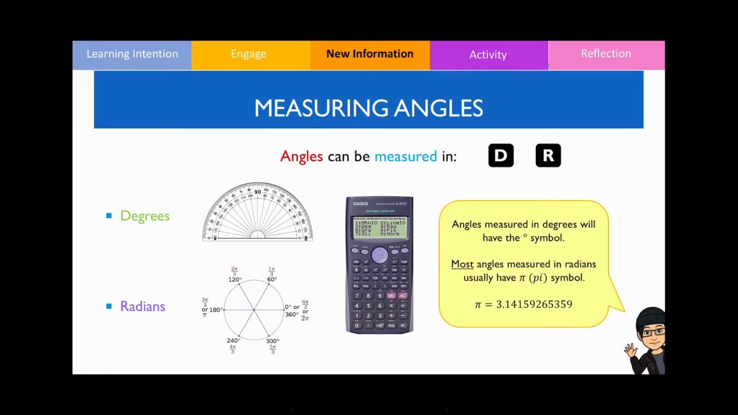Now, in terms of distinguishing between these two types of measures over here, we know that something is in degree mode when you see this particular symbol over here. So that's the degree symbol.